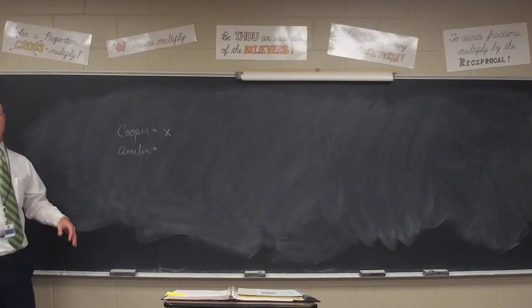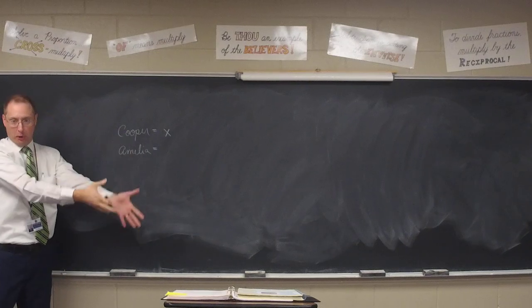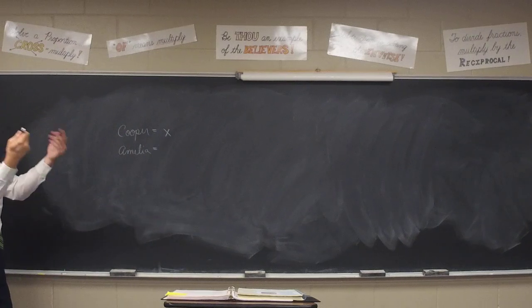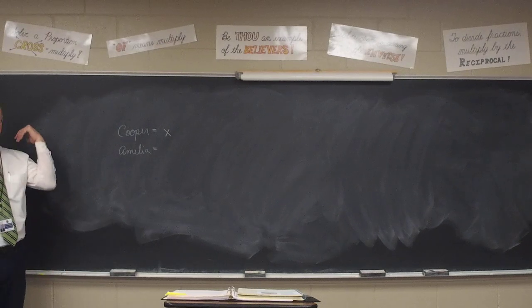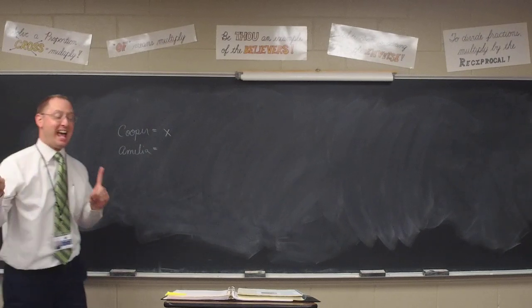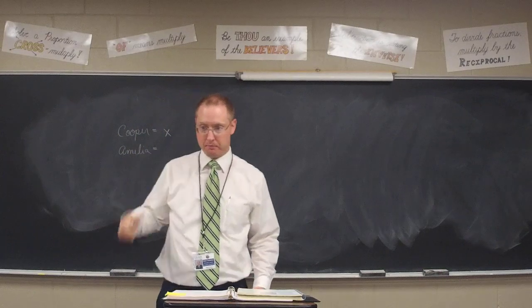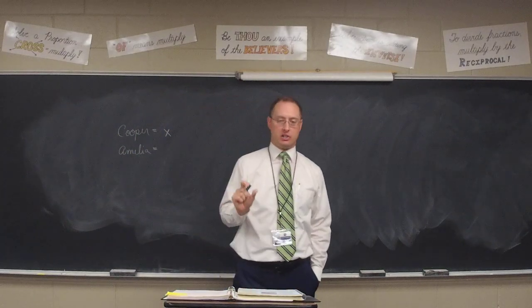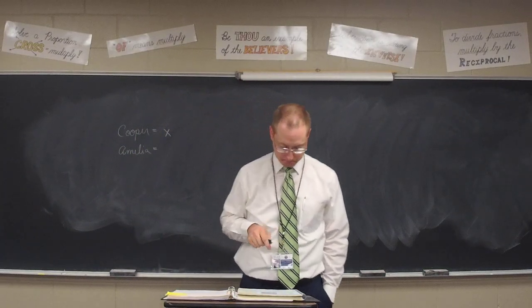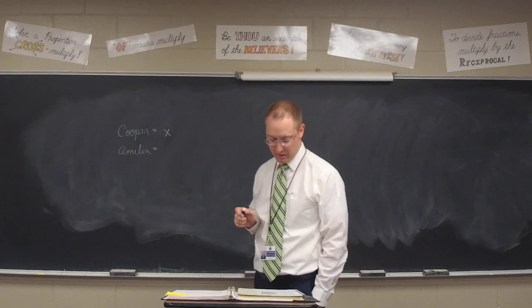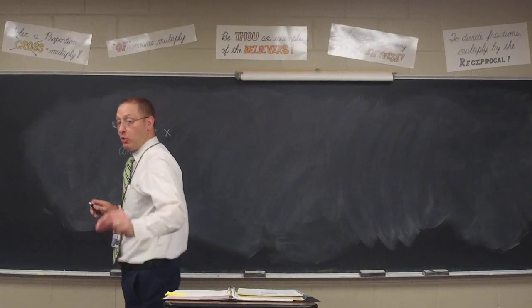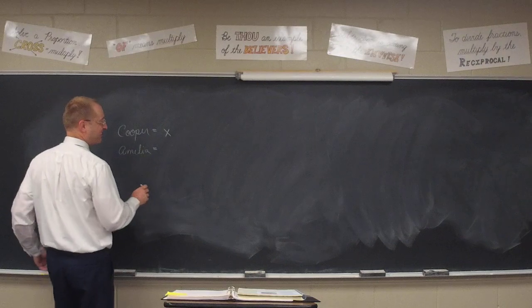Because it says Amelia has 5 times as much money in her savings account as Cooper. So since it comes back to Cooper, who gets to be X, class? Cooper. But now at your seats, represent Amelia. Based on that comparison, represent Amelia. And what did you put for Amelia, Luciana?